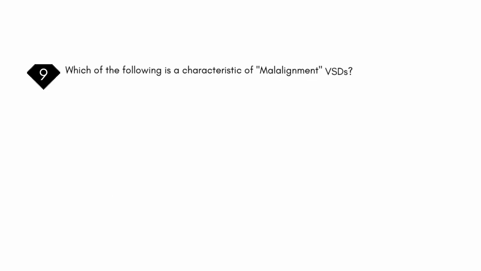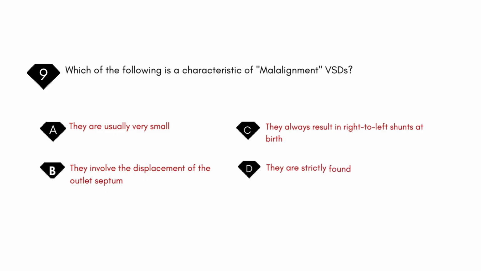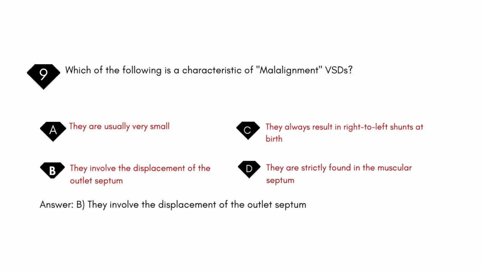Which of the following is a characteristic of malalignment VSDs? A. They are usually very small. B. They involve the displacement of the outlet septum. C. They always result in right to left shunts at birth. D. They are strictly found in the muscular septum. Answer: B. They involve the displacement of the outlet septum.